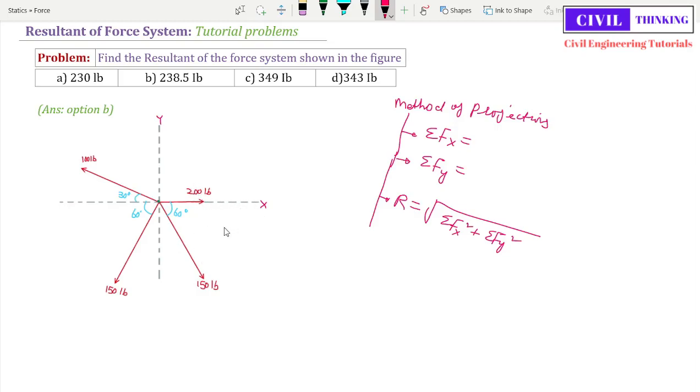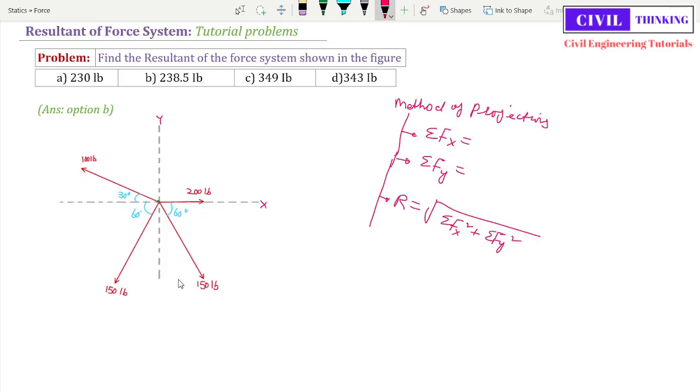Then we will find the sum of all the forces in the x direction and calculate the value. Then we will find the sum of all the values in the y direction. Then we will apply the square root of summation of Fx squared plus summation of Fy squared. That will give us the magnitude of the resultant. If you don't know about resolving a force, please watch my video lecture on resolving the forces.